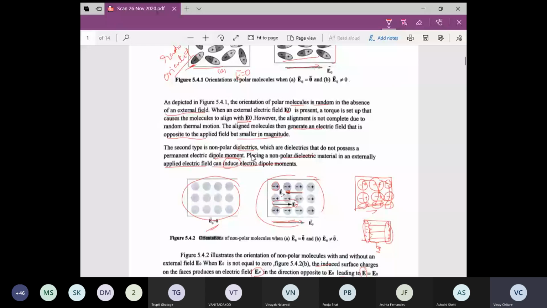This is exactly opposite to a conductor. When you take a conductor and apply an electric field to it, we say that inside a conductor the electric field is 0. I hope you remember we have discussed this. Inside the conductor the electric field is 0, but that's not the case in the dielectric.